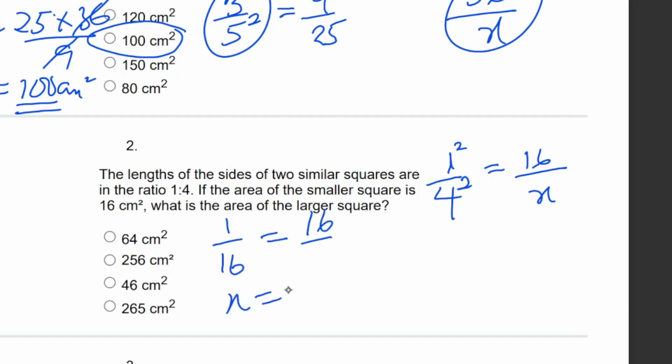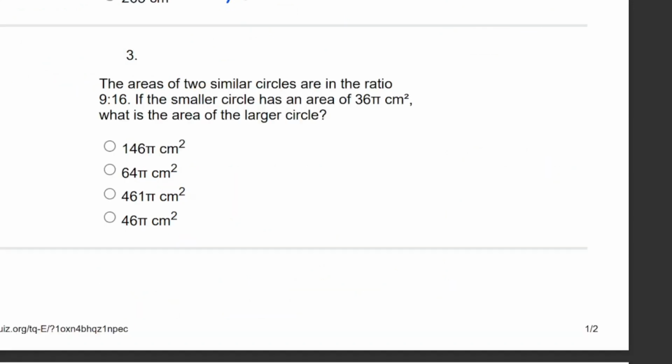Therefore, x equals 16 times 16, and 16 times 16 is 256. So that'll be 256 centimeters squared. Okay, question number 3 now.